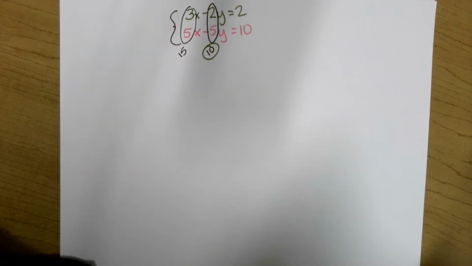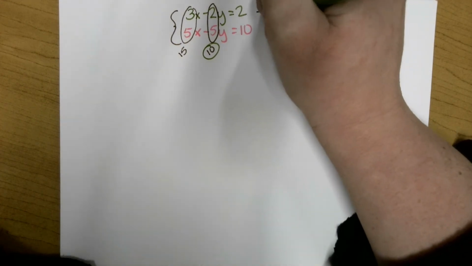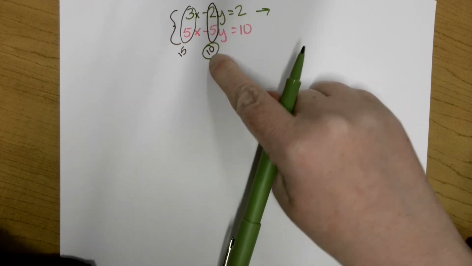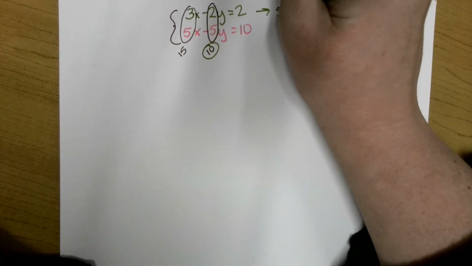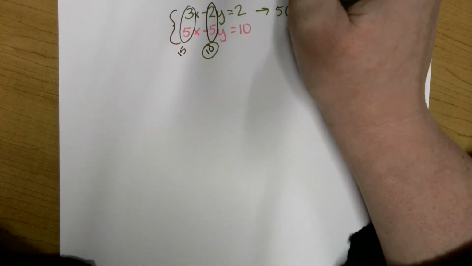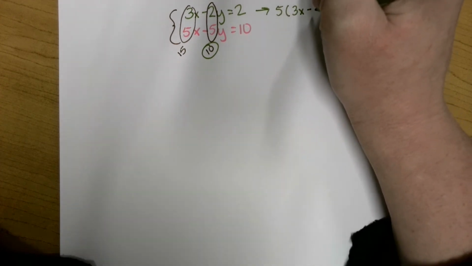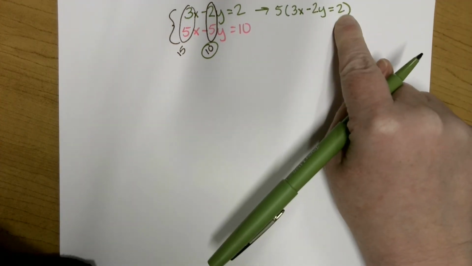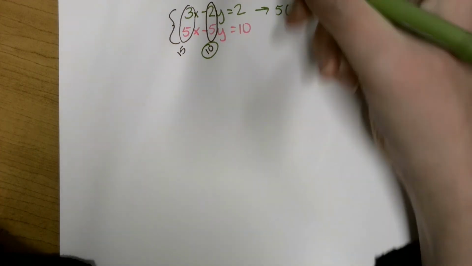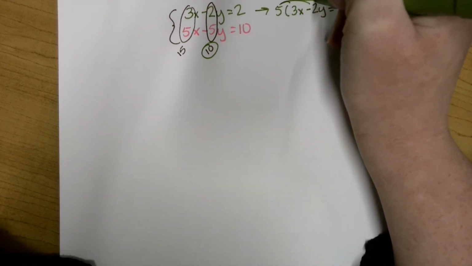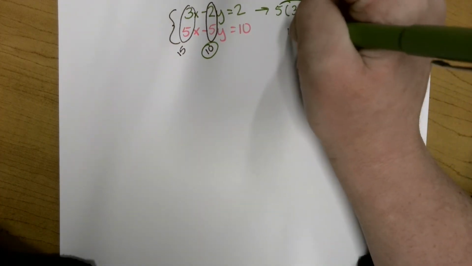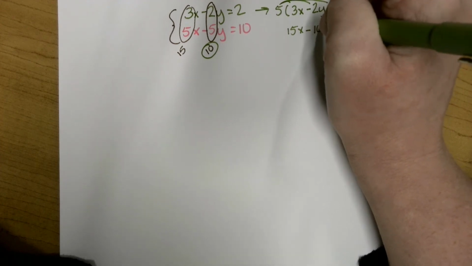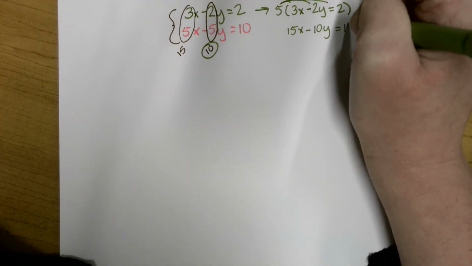All right, so we're going to try to make the Y's 10. To do that, what would I need to multiply 2 by to get 10? Well, I need to multiply by 5. So I'm going to multiply everything on this top equation by 5. A lot of people will forget the equals 2 part. You do have to multiply the entire equation. So let's do that. 5 times 3x is 15x. 5 times negative 2y is negative 10y. 5 times 2 is 10.